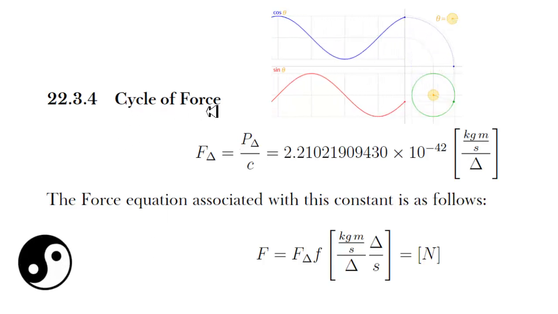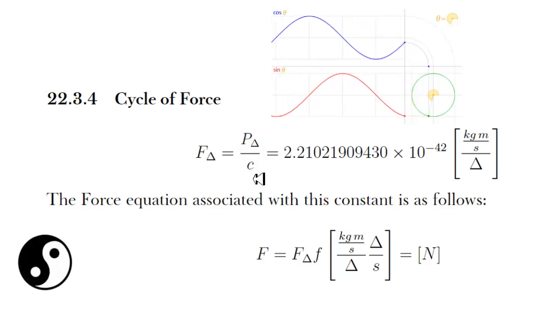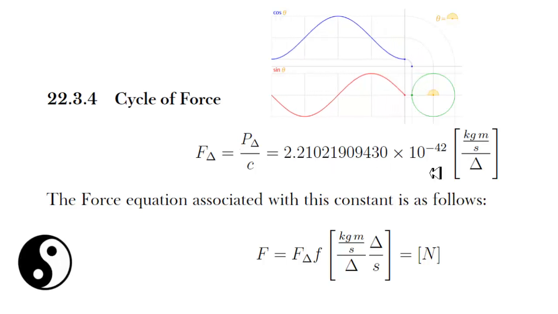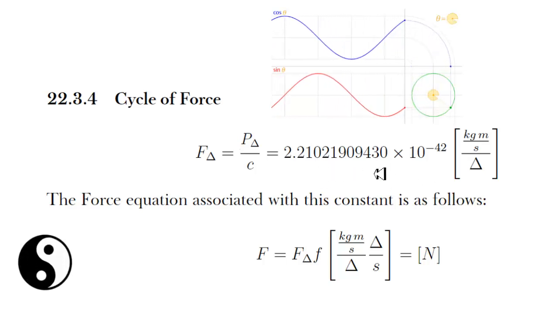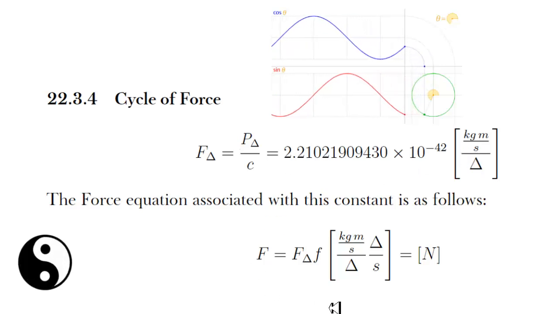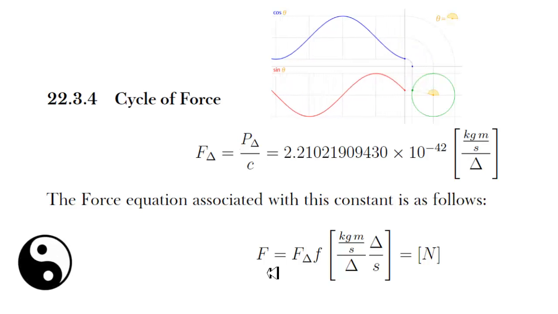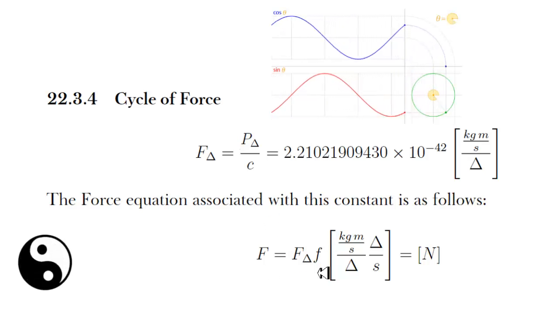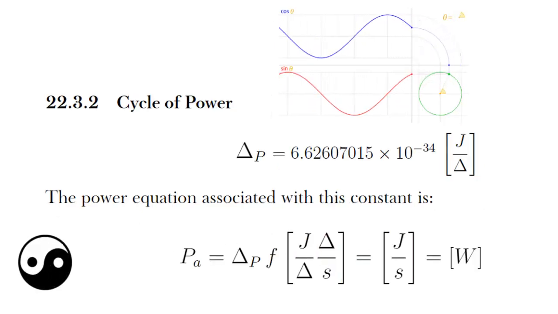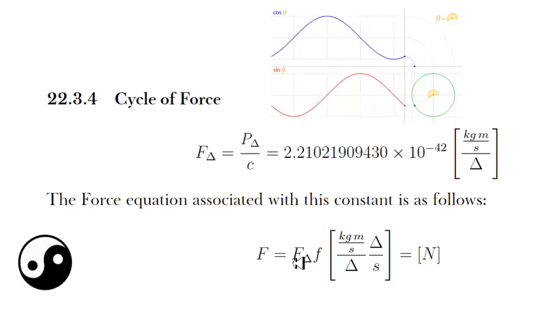The other equation that we're going to need to solve the laser equation is the force equation. The cycle of force is the cycle of power divided by the speed of light. That gives us a force constant. This is the numerical value of the force constant, and it has units of momentum per cycle. Then we write the force equation much like the power equation, where force is equal to the force constant times the frequency term. This is the same frequency term from this equation, only we are applying it to the force constant.